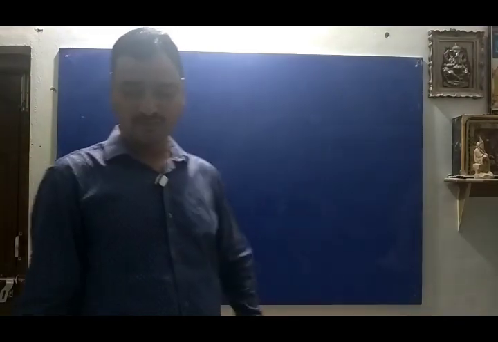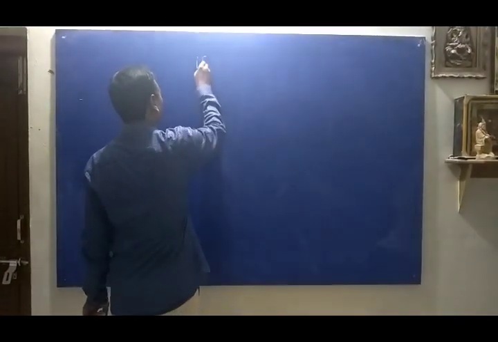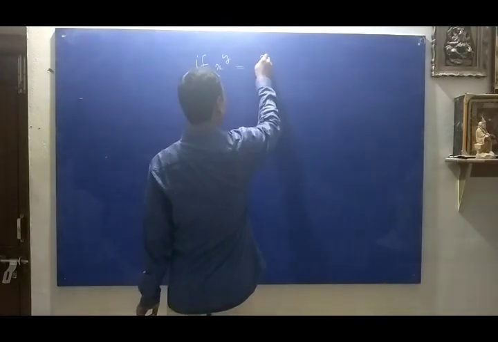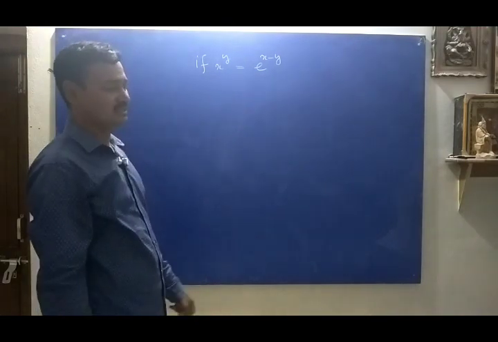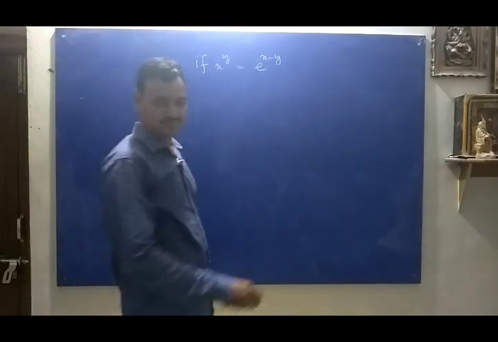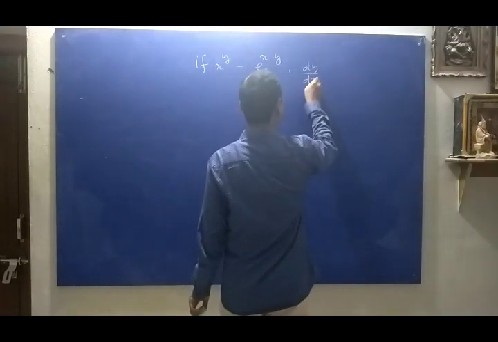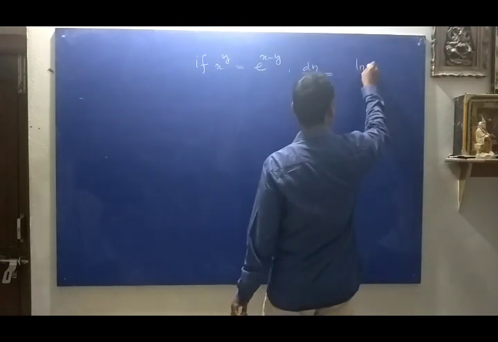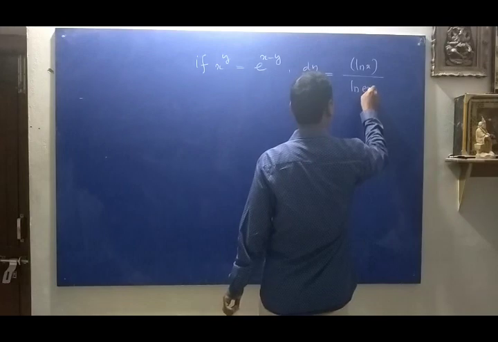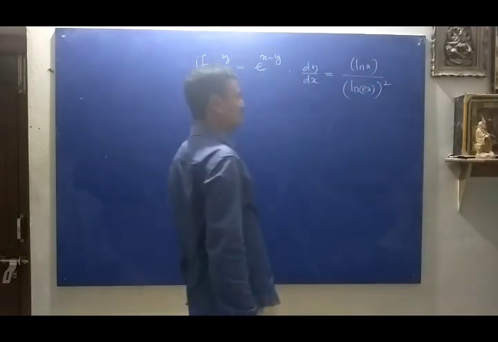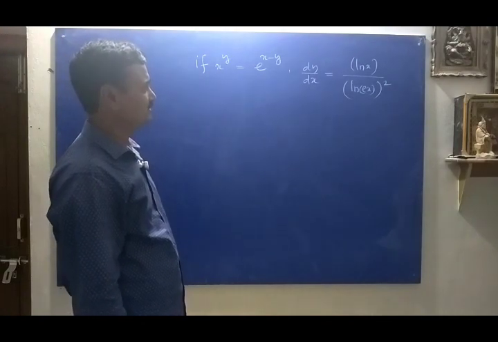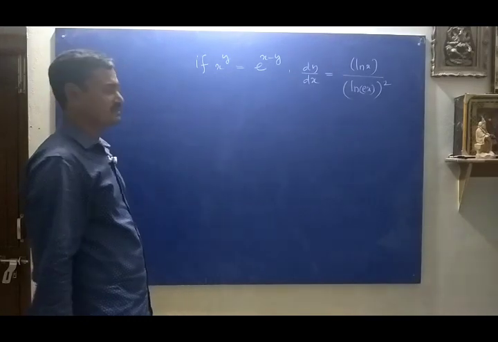Similarly, for the second problem, if x to the power y is equal to e to the power x minus y, then dy by dx is equal to ln x by ln of ex whole square.